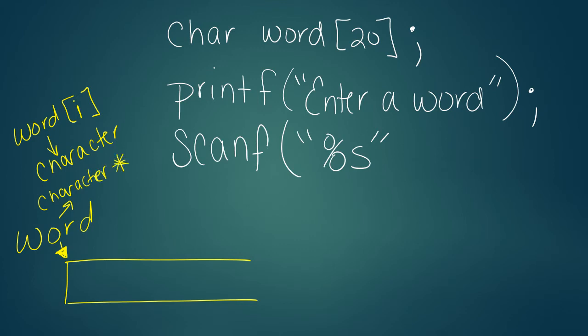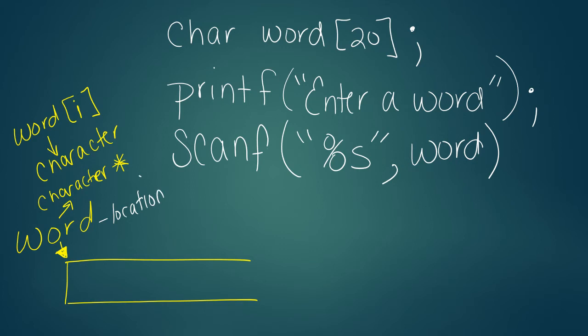Because it points to the first location of the array. So do you think that the second argument to scanf would take an ampersand? No, it does not, because word is a character pointer. In other words, it is a location.